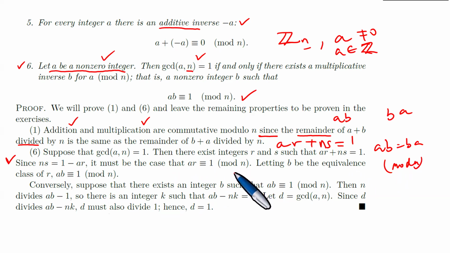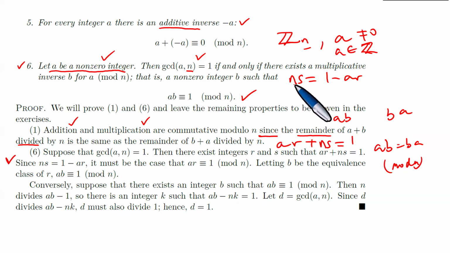Why is this the case? It is the case because we're writing NS is 1 minus AR. Okay, it's one of the tasks. We're going to analyze the proof there.